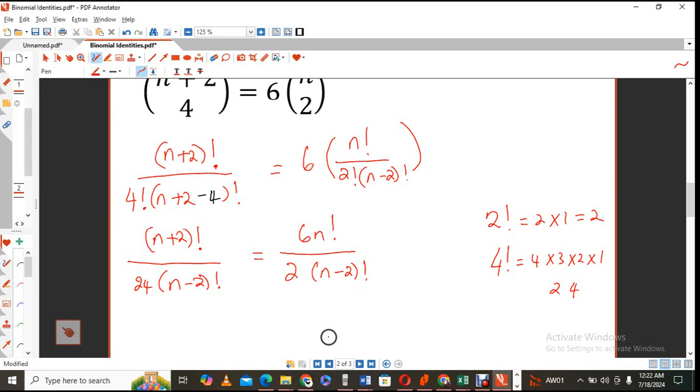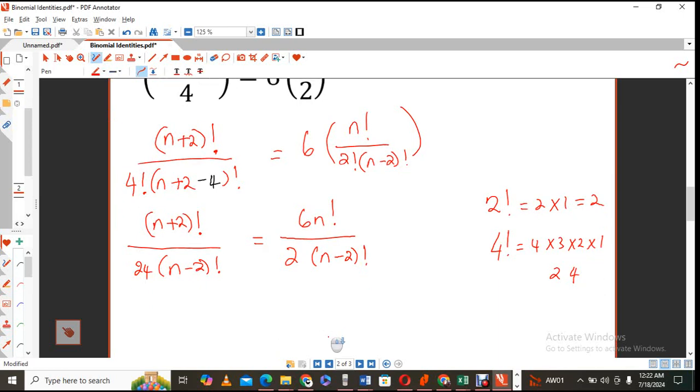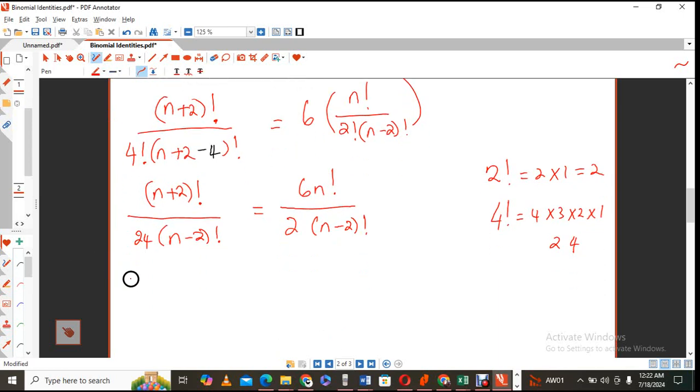So I'm going to cross multiply for now, and if I do that, I'm going to have (2n + 2)! (n - 2)! equals 24 times (6n)! (n - 2)!.